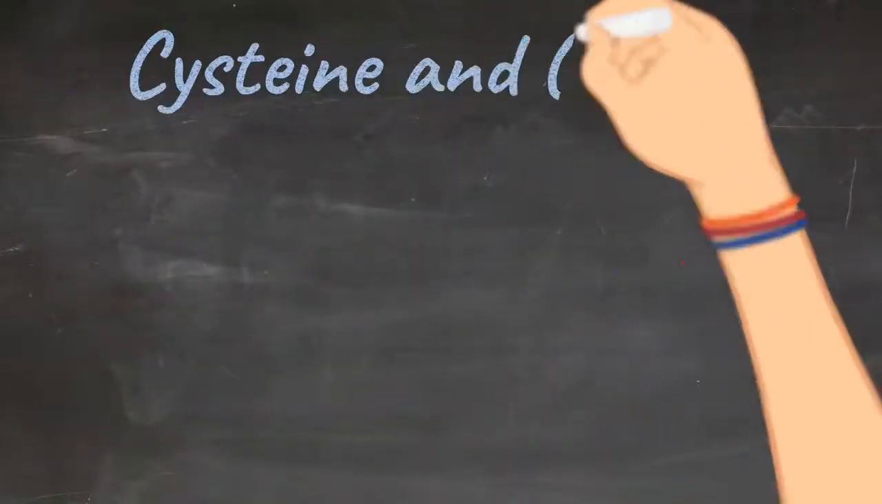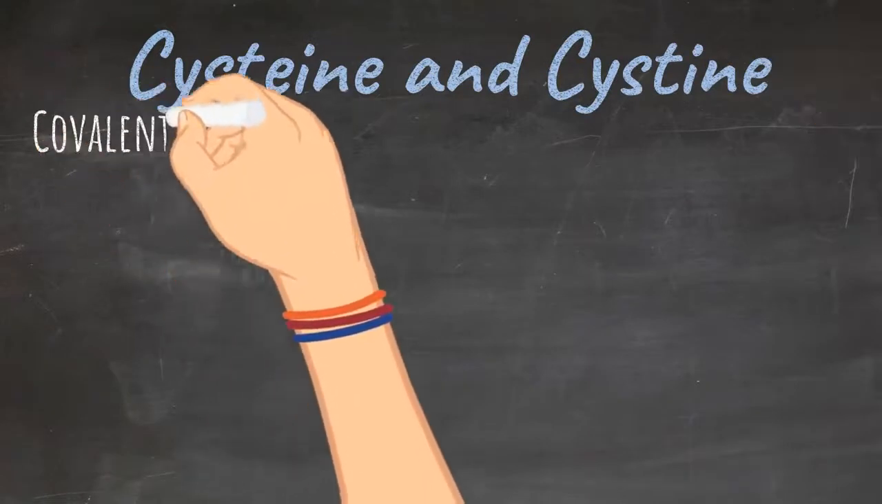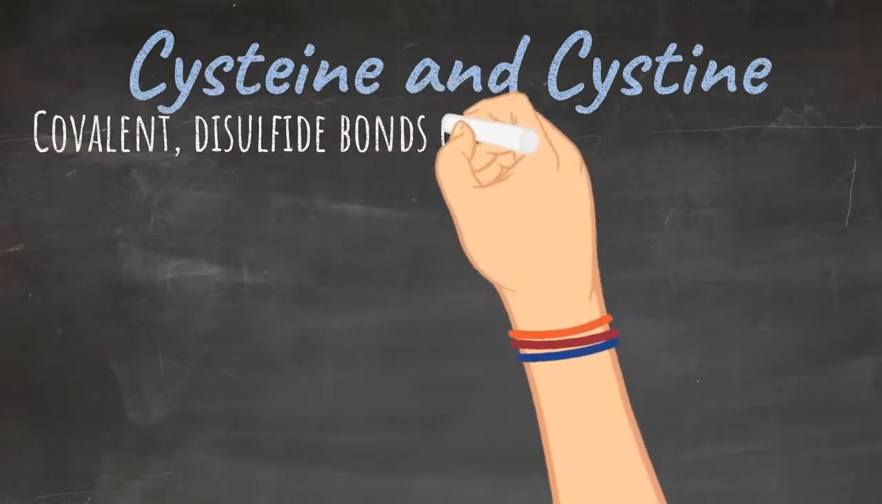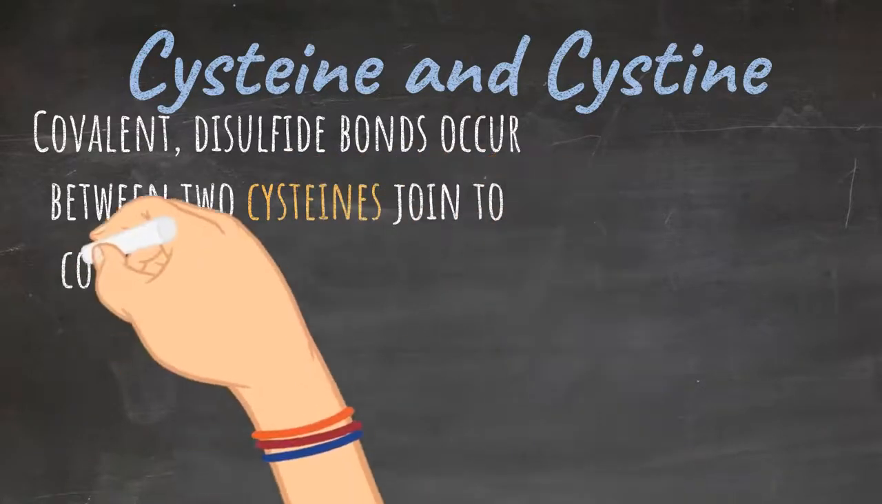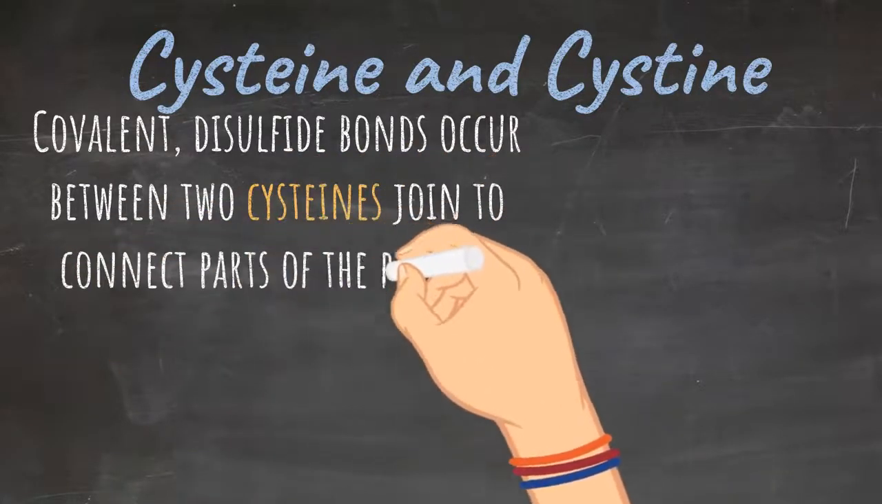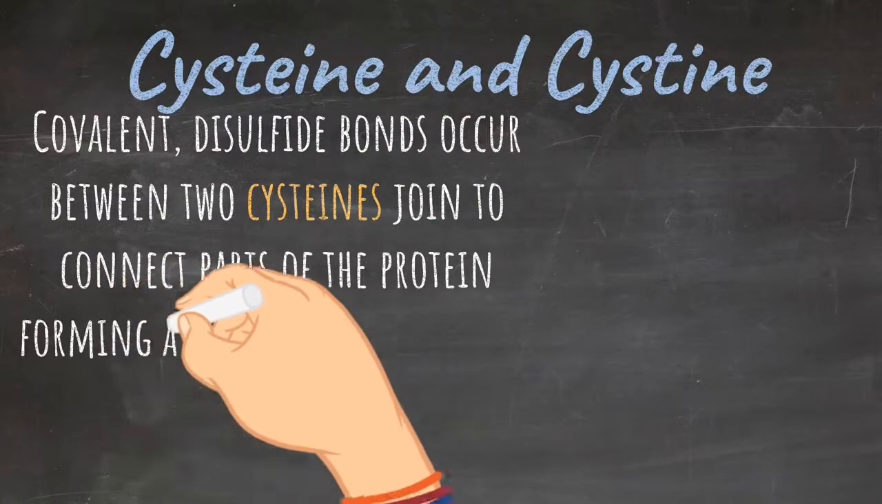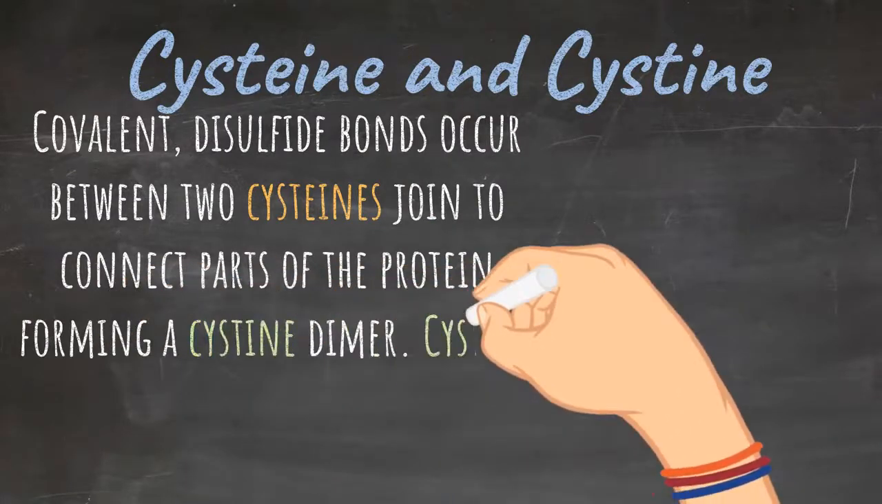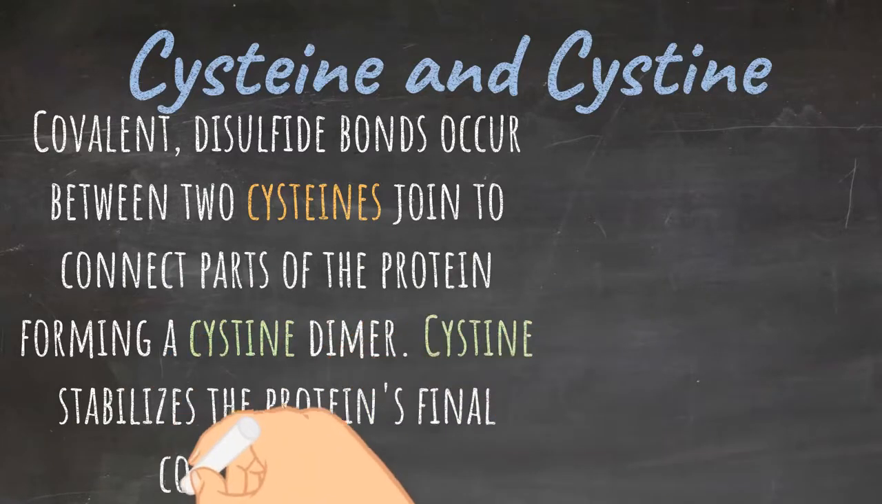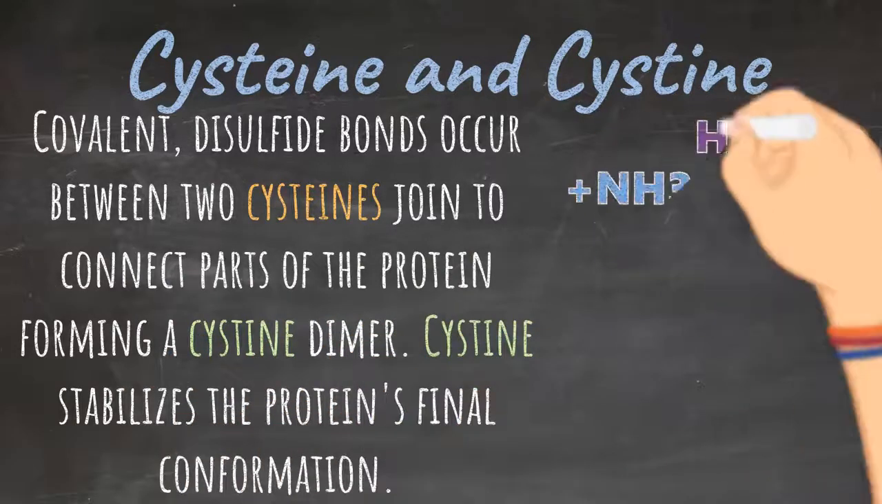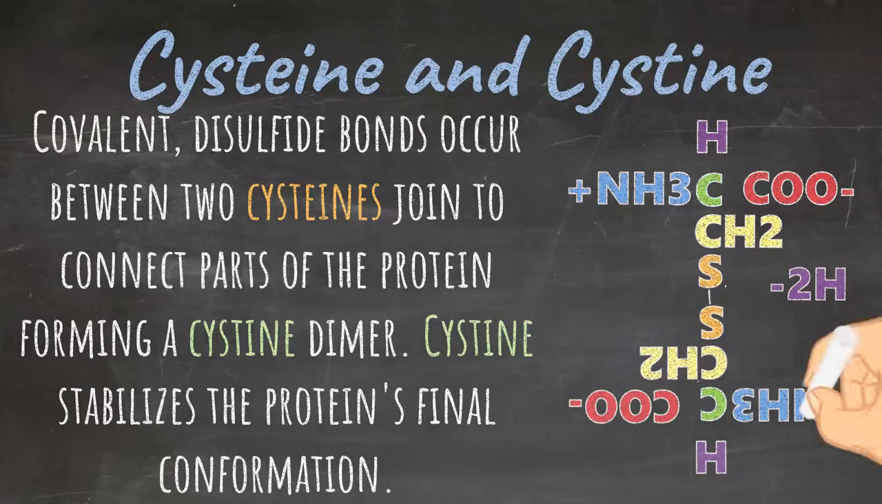So we talked about before, cysteine creates covalent disulfide bonds between two different cysteines, which join together to form a bridge connecting parts of the protein. So the cysteine dimer is called cystine, without an E, and it functions to stabilize the protein's final conformation. So a protein that has a lot of cysteine in it is generally more stable than a protein without a lot of cysteine in it.